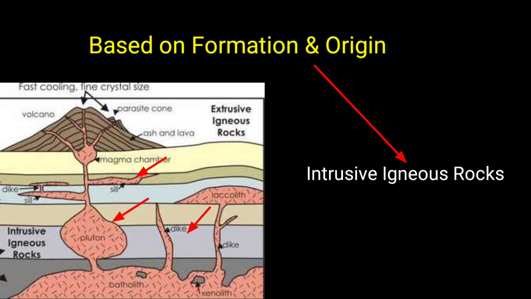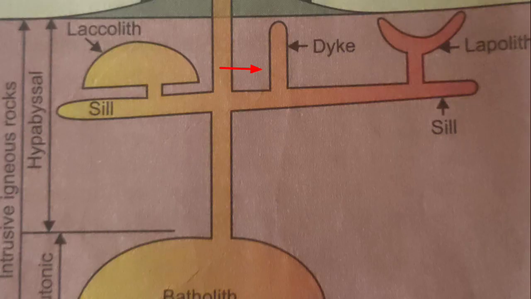They are known by different names like dike, sill, laccolith, lapolith, and also we have batholith. These are some of the types of rocks that develop beneath the earth's crust. Now what are all these? We'll see one by one.